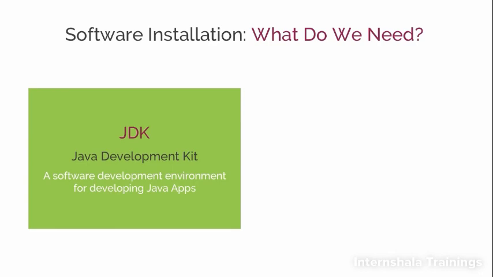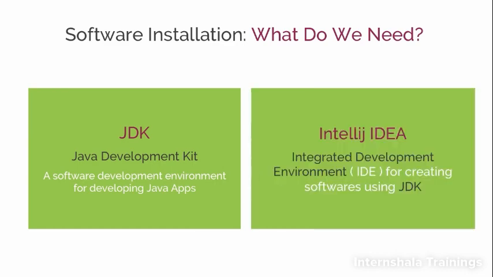Now, in order to use this JDK, we need some platform where we can write our Java code. So for that, in this course, we are going to use the IntelliJ IDE. Now, what do we mean by IntelliJ IDE? It is basically the integrated development environment for creating software that uses the JDK. This JDK is the same JDK that we discussed here. So the IntelliJ IDE simply uses the JDK in order to create the Java application. So one by one, let us install these two pieces of software.